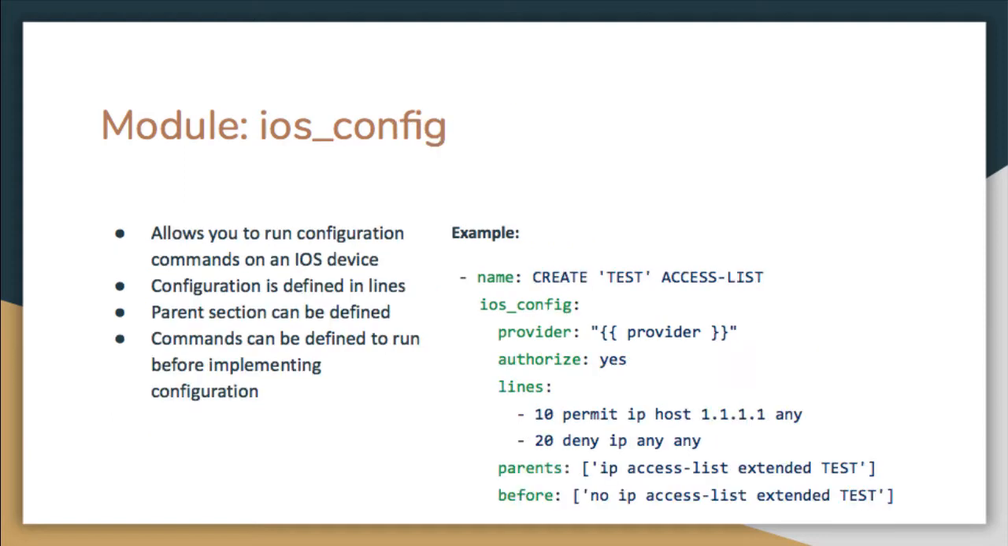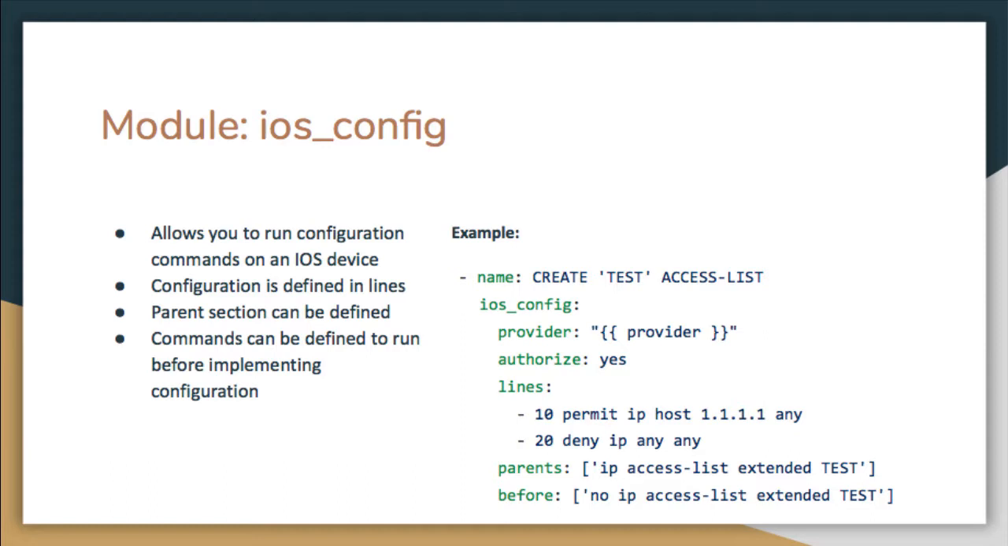The next module we're going to look at is iOS config. This is the module that allows you to run configuration commands on iOS devices. I'll go ahead and start walking through the example. The name is just something that means something to you, so that as you see the output when you run the playbook, you can go, oh, I know exactly what that is. So we have our name. This one is create a test access list.